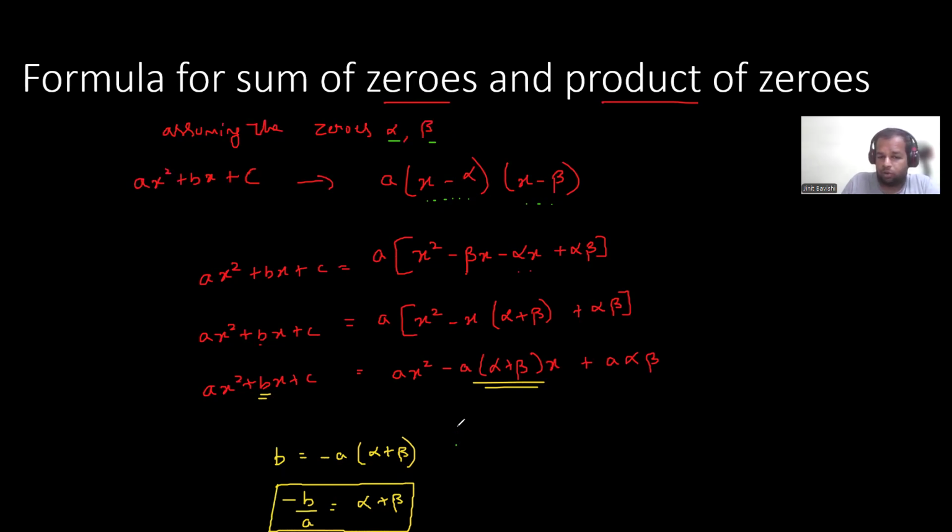Now, for the product part, I'll equate the constant term a into alpha beta with the constant c. c is equal to a into alpha beta. I'll just take this a across to the other side, so I get c by a is equal to alpha into beta. This is my second formula, for the product of zeros. This is how we come to the conclusion that the formulas for sum of zeros and product of zeros are so and so. Thank you.